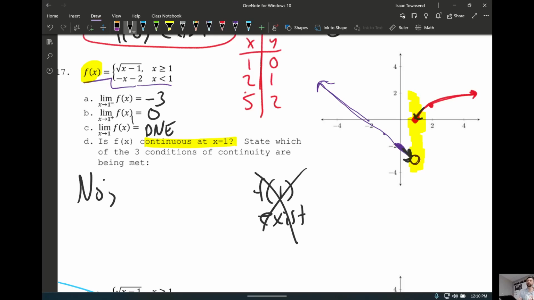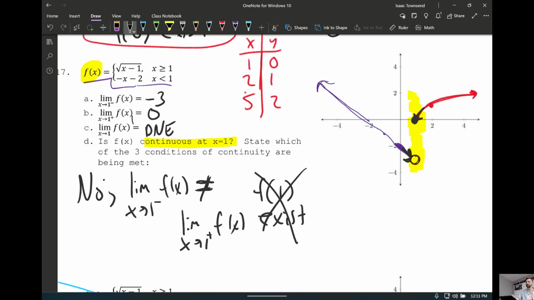So that doesn't help you justify no. There is a point when x is 1. But you could use either of the other two. The limit as x approaches 1 from the left is not the same as the limit as x approaches 1 from the right. So that's enough.